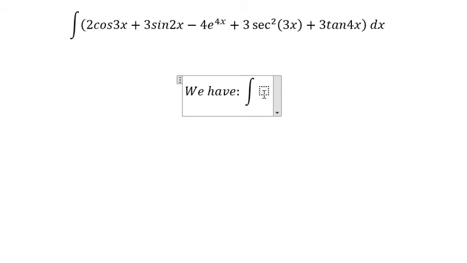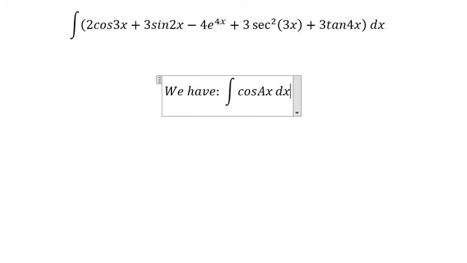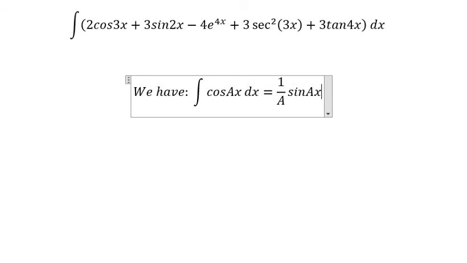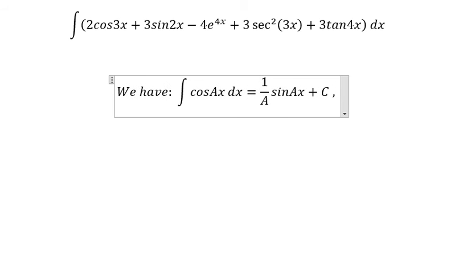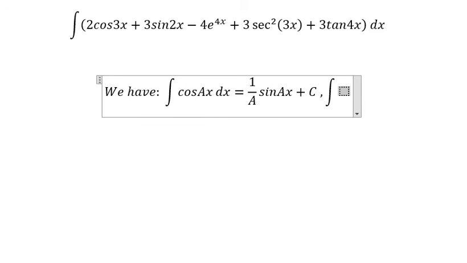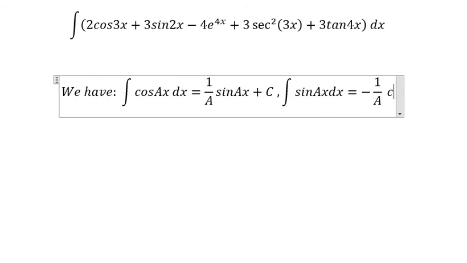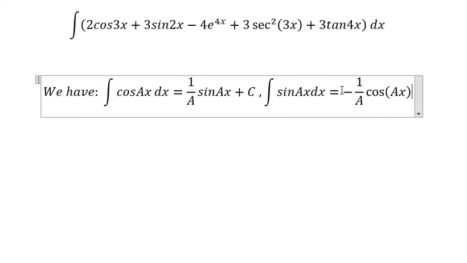The integration of cosine ax, we have 1 over a sine ax. The integration of sine ax, we have negative 1 over a cosine ax.